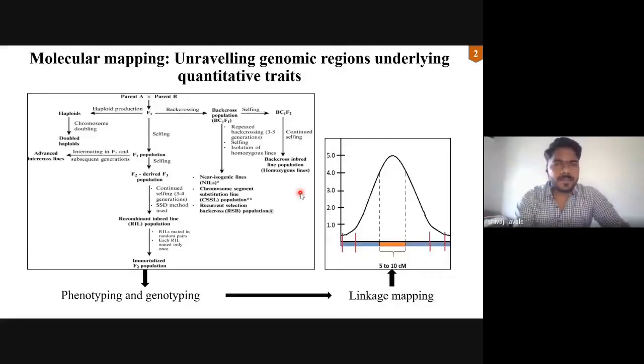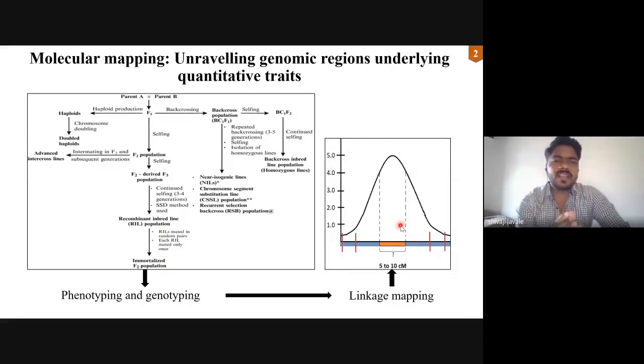In conventional biparental linkage mapping, we need to develop different mapping populations, which may include F2 population, F2 derived F3, backcross populations, RILs, NILs, and many others. The generation of this mapping population takes a very long time. And after generating the mapping population, we need to go for phenotyping, genotyping, then linkage mapping, and then we identify the QTL. After doing all this, the resolution of the QTL identified will be very poor.